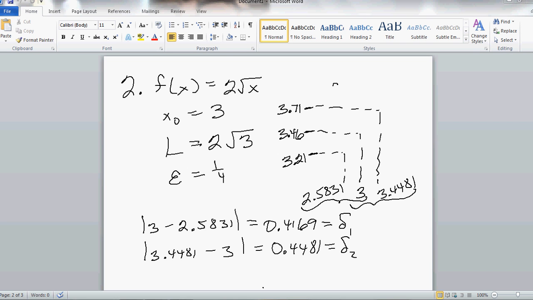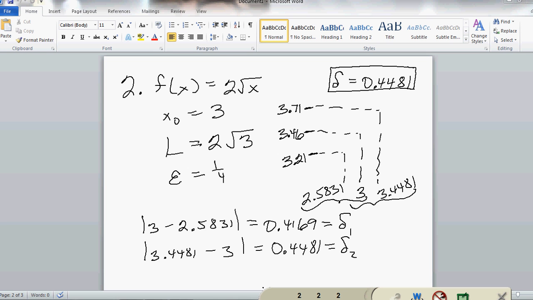But we need a delta such that all of them fall into this category. So we have to pick the biggest one. The delta would be 0.4481, because 0.4481 makes sure that that's the absolute biggest difference between the two, because it's just as big as the biggest one, and it's bigger than the first one right here. So the 0.4481 will cover both the 0.4481 and the 0.4169. We'll pick up in video 2 with how we determine these values right here.